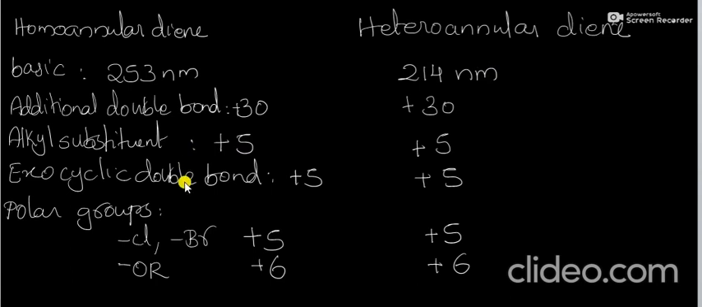Then for exocyclic double bond plus 5 nanometer for homoannular diene and heteroannular diene. Then for polar groups like chlorine, bromine plus 5 nanometer for homoannular and heteroannular diene. For OR group plus 6 nanometer for homoannular and heteroannular diene.